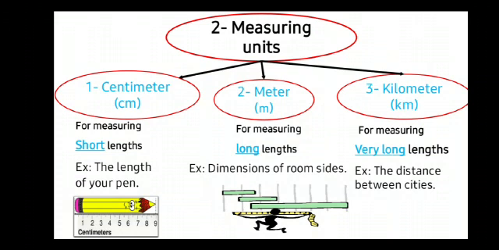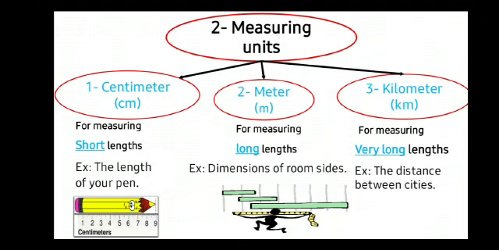The biggest unit, okay, it's the kilometer. So it's a unit that's suitable for measuring very long length. If I want to know the distance between two cities, between Cairo and Alexandria, for example, will it be by centimeter? No. By meter? No. It will be by the kilometer. Okay?